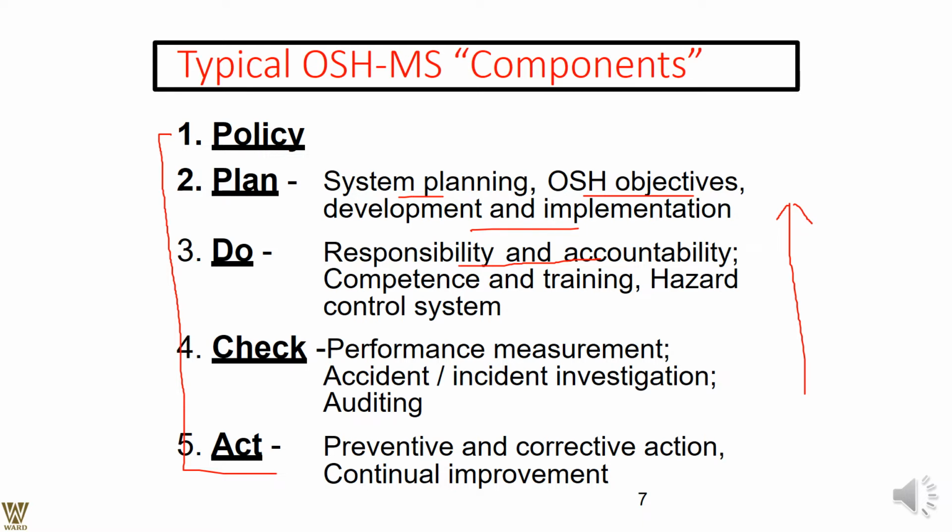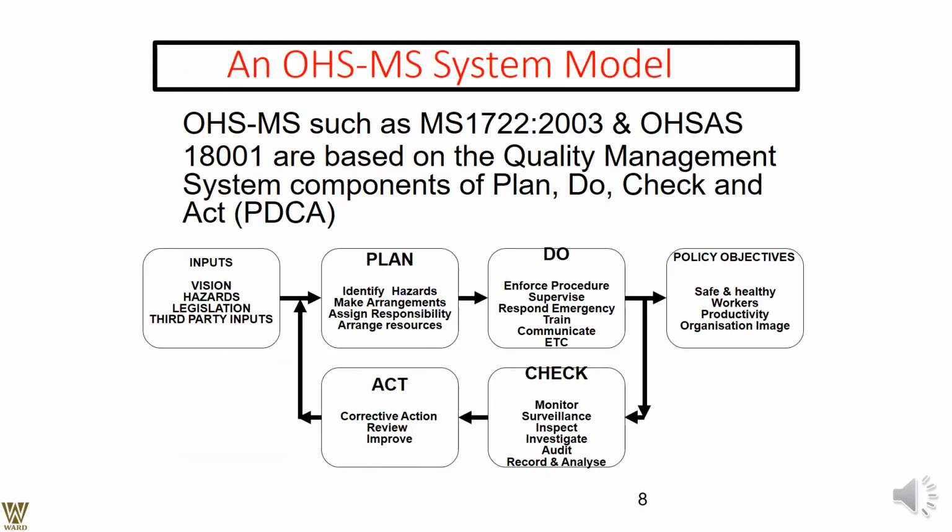OSHMS, the management system that we keep talking about, has the components plan, do, check, and act. The occupational health and safety management system, such as the one standardized in 2003, and occupational health and safety as a system we talk about in 18001, are based on quality management principles. This is again based on the same principle, the way this figure shows: plan, do, check, and act. So where do we plan? The planning starts when we have the inputs around it.